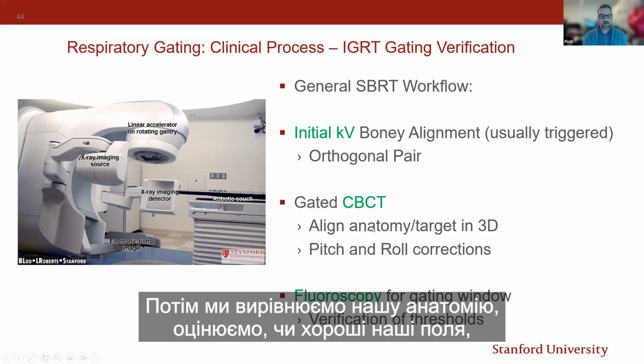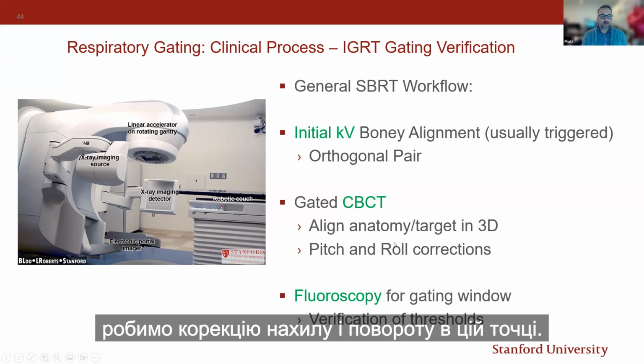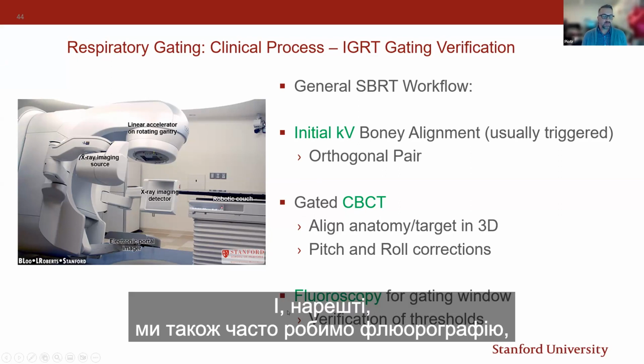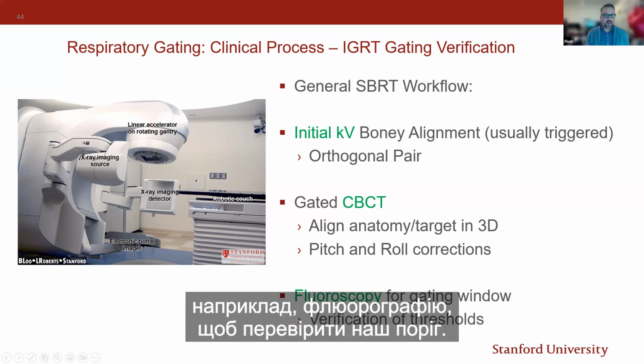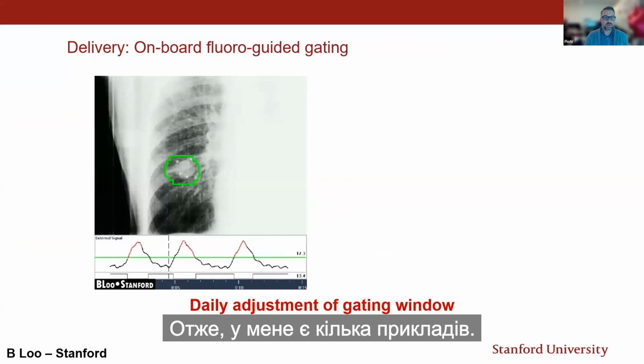So we can then align our anatomy, evaluate if our margins are good, and do pitch and roll corrections at that point. And then finally, we'll often do a fluoroscopy acquisition in order to verify our thresholds. So I have a couple examples here.